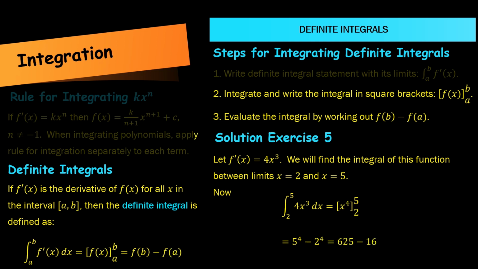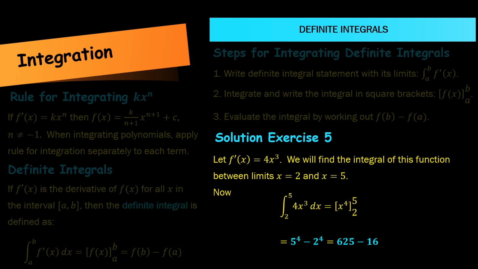And working this out gives us 625 minus 16, which equals 609.